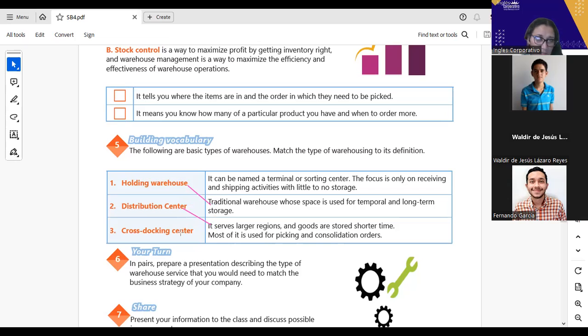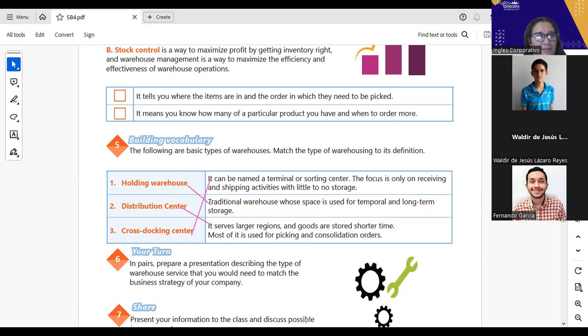So cross docking center would be receiving and shipping, that's the main focus, right? So the last one can be named a terminal or sorting center. The focus is only on receiving and shipping activities with little to no storage. So products are not really stored, they are just picked once they are left there, right? Okay.